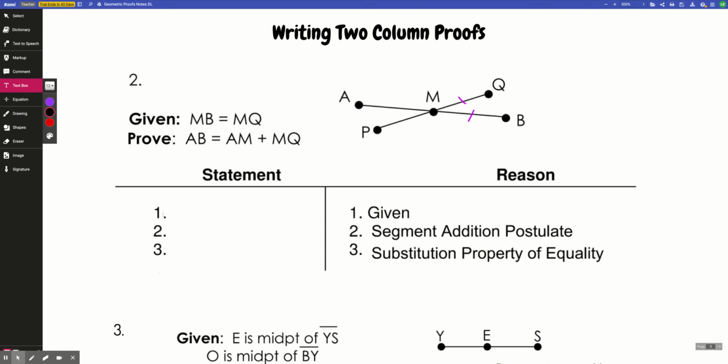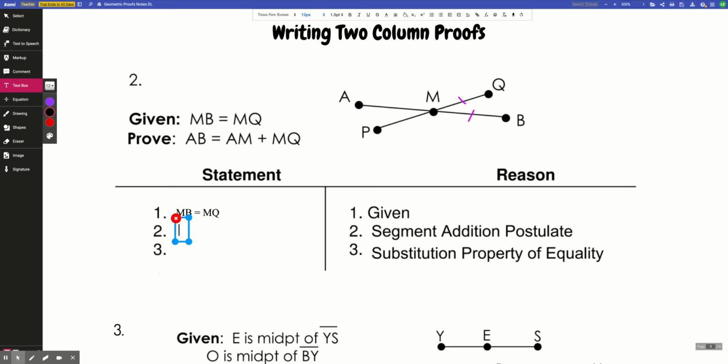So remember that whenever you're doing a proof, you always want to start with exactly what is given to you. Copy it exactly as it's given to you. So that was MB equals MQ. That was given to us. Then the second statement here has to have something to do with the segment addition postulate. So there are 2 segments on there that you could add up. You could do PM and MQ to make PQ, or you could do AM and MB together to make AB.